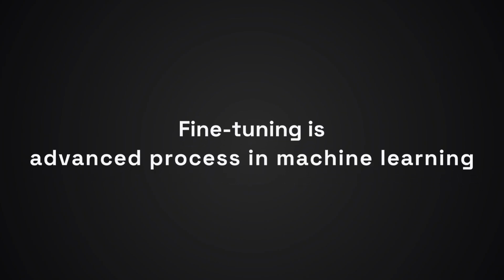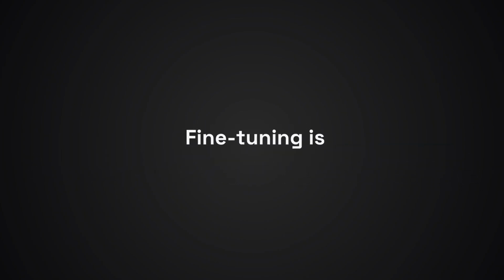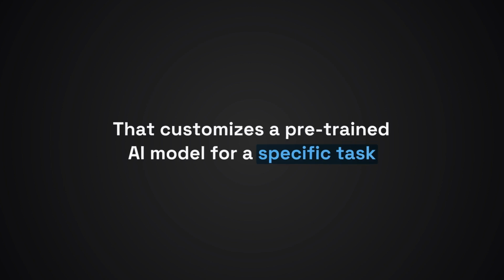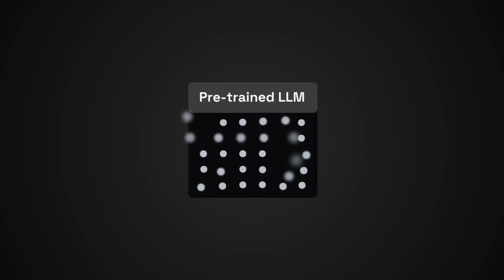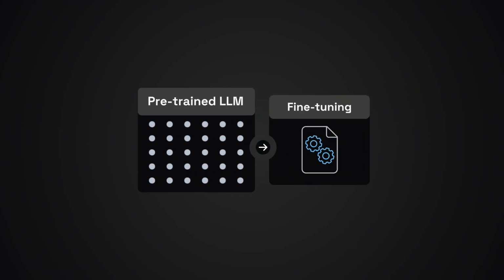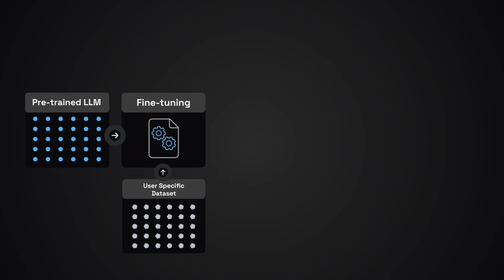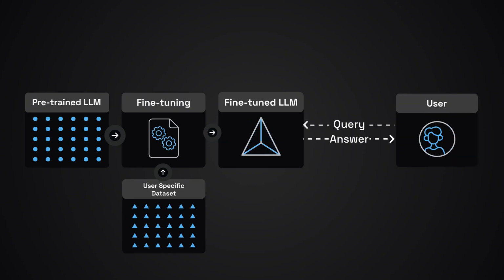Fine-tuning is an advanced process in machine learning that customizes a pre-trained AI model for a specific task. Pre-trained models are built on vast amounts of data and are adept at understanding broad patterns. Fine-tuning focuses on tweaking these models to align with niche needs without starting from scratch. By adapting an existing model with your own data, you can achieve personalized results that align perfectly with your goals.